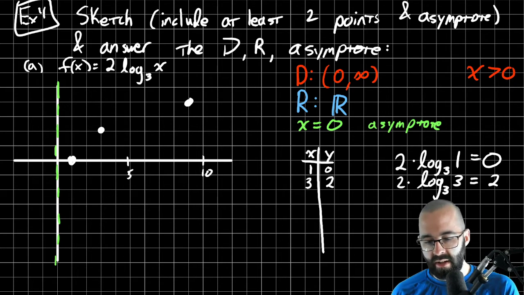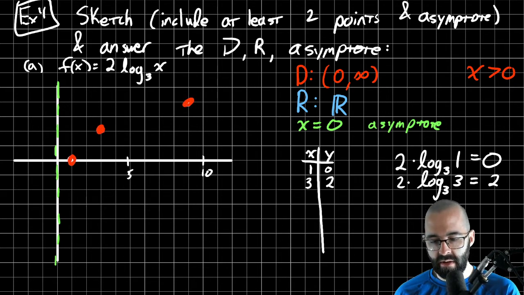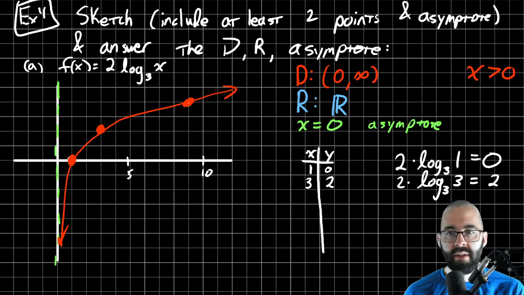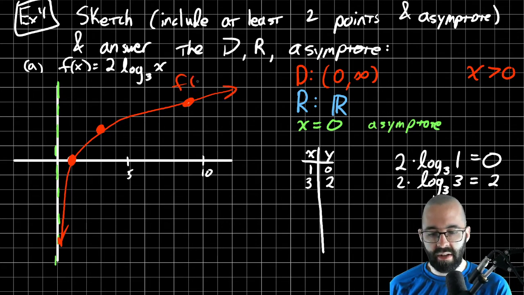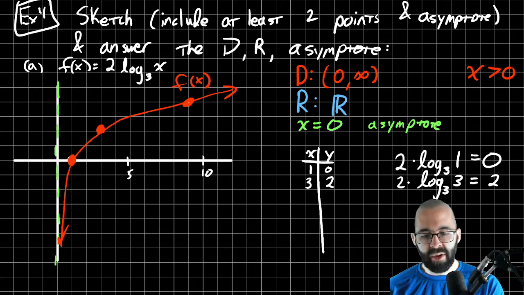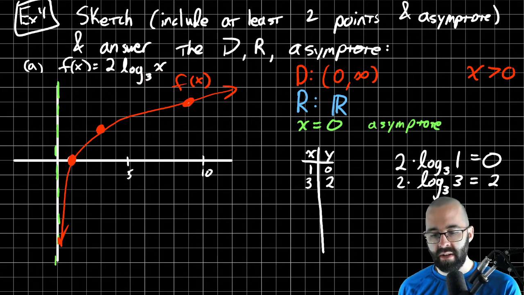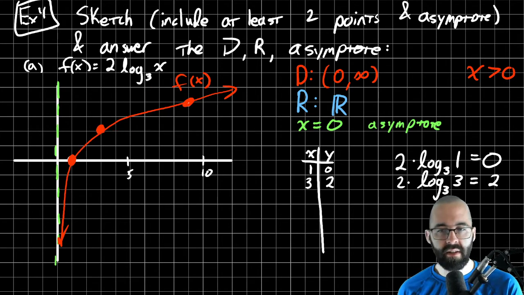Okay. And I like graphing these in a different color, actually. And then just connect it with that logarithmic shape. Like so. And that's how you do it. And remember, if this base were bigger, then it'd be much flatter. If this base were smaller, it'd grow more quickly. That's the effect of the base. Let's do part B.